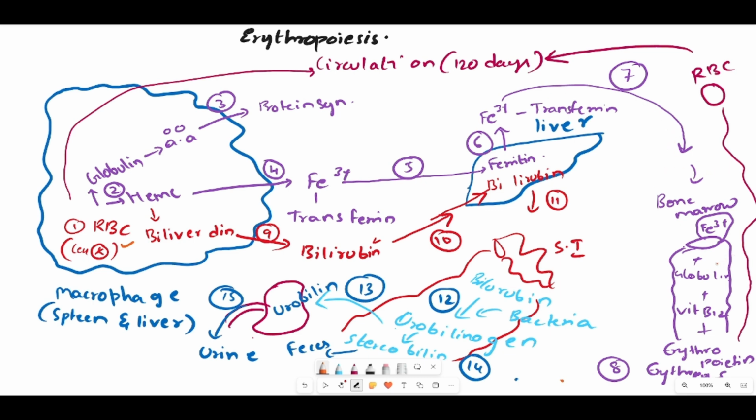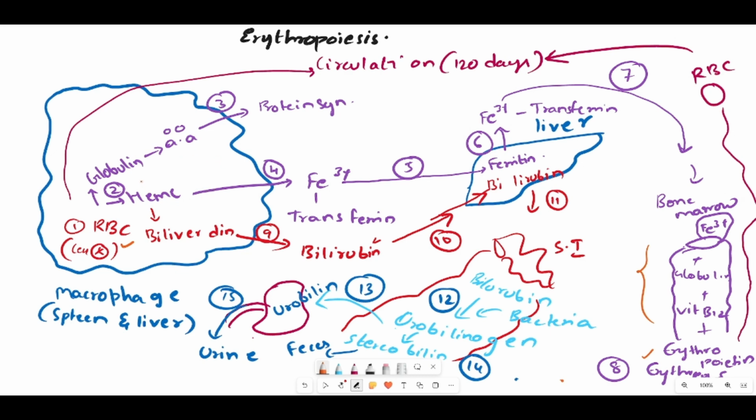And in the bone marrow, it will be having globin, along with that vitamin B12 and erythropoietin. By using all these elements, it will be undergoing the process of erythropoiesis. Once the erythropoiesis occurs, it will be forming the RBC, and that RBC will be having this 120 days life cycle. And here this is the production of RBC, and there is some other part happening here.